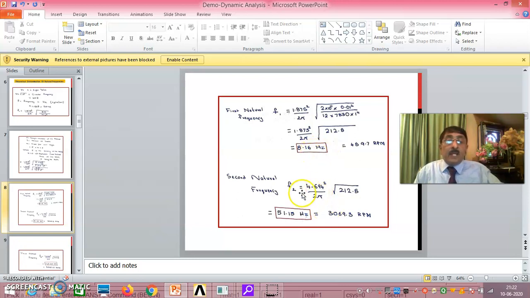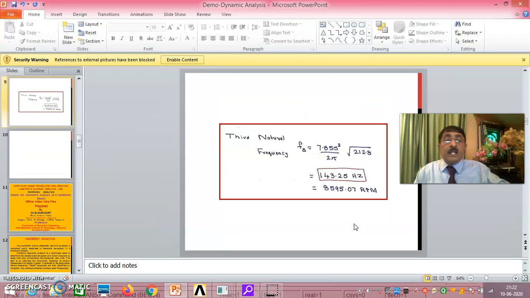In the same way, you substitute. This will be the same 212.8. The second one is 4.694 squared by 2 pi into root of 212.8. The second natural frequency is 51.15 hertz or 3069.3 RPM. The third natural frequency, in the same way, is 143.25 hertz or 8595.07 RPM. These are all the theoretical values that we are going to prove in Ansys.